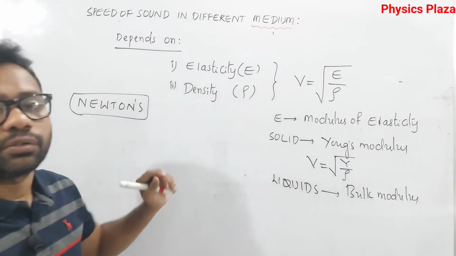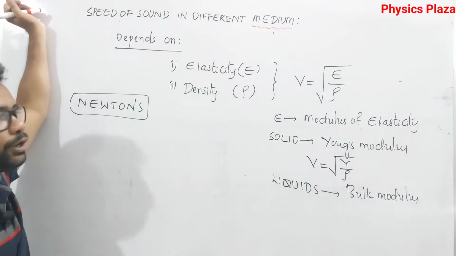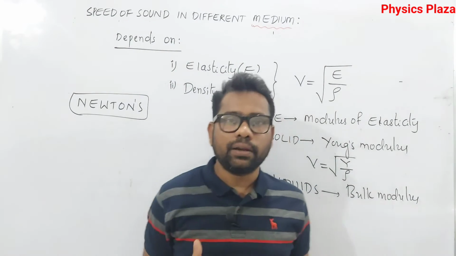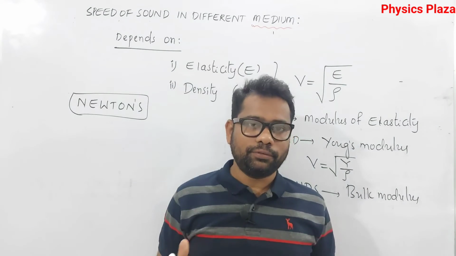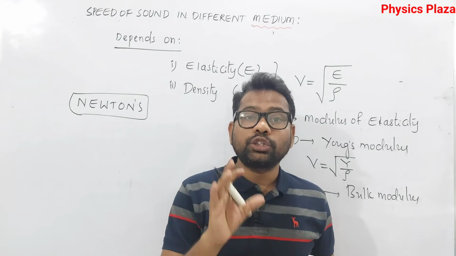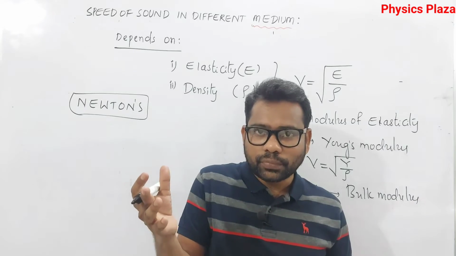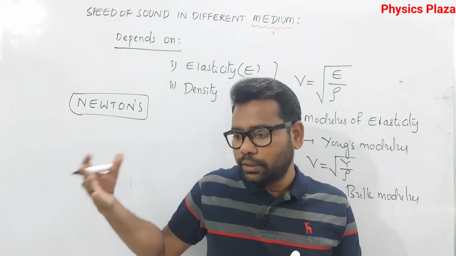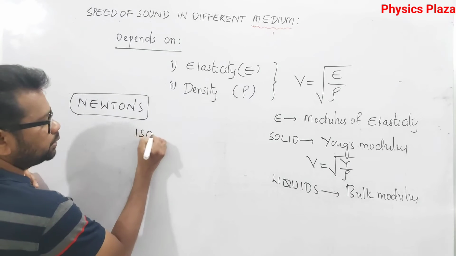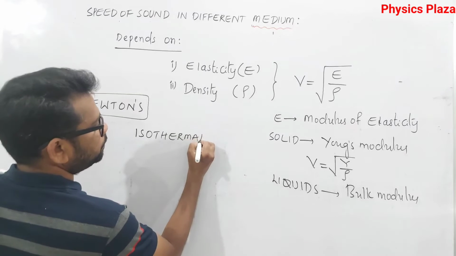So regarding the speed of sound, children, the first scientist who took initiation to discuss it is Newton. And the very important thing is that Newton assumed that when sound travels in air, it is an isothermal process. He thought that the propagation of sound is nothing but an isothermal process. Children, it's a very important term: isothermal process.